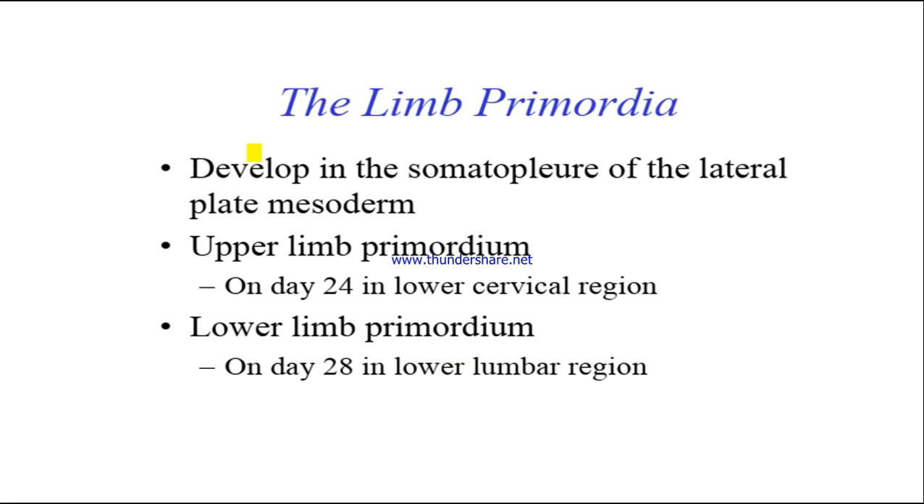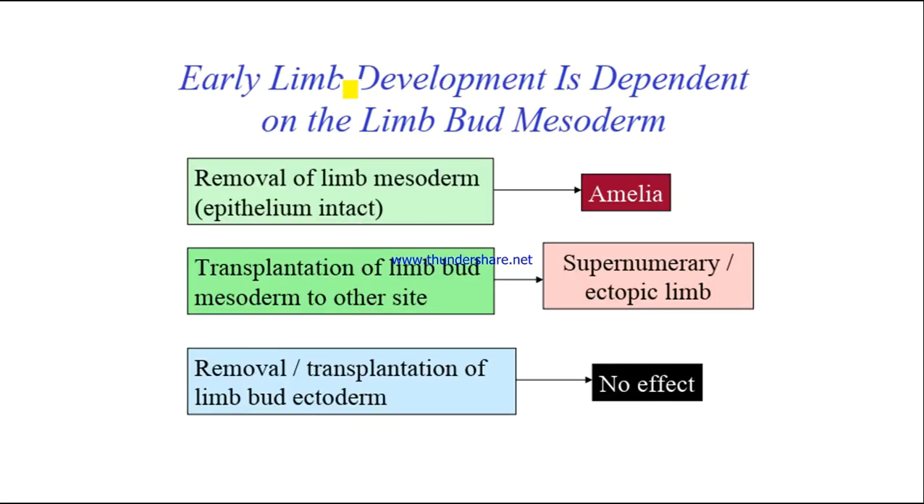So let's talk about the limb primordia. In the somatopleura of the lateral plate mesoderm, we have the upper limb primordium on day 24 in the lower cervical region, and then the lower limb primordium on day 28 in the lower lumbar region. So you can see the upper limb budding forms earlier, on the 24th day, as opposed to the lower limb budding, which occurs on the 28th day.